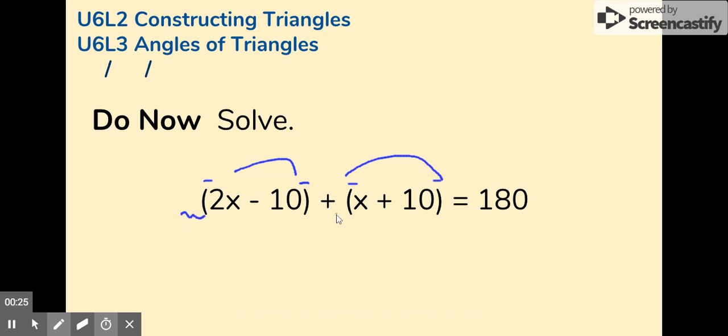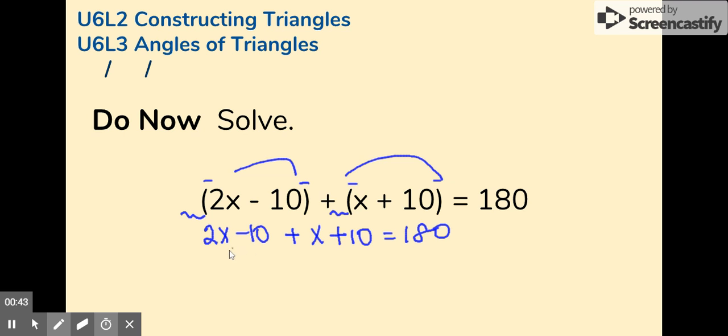But there's nothing, which means there's one multiply. So 1 times 1 doesn't do much, so you can just get rid of the grouping symbol. Minus 10 plus x plus 10 is equal to 180.